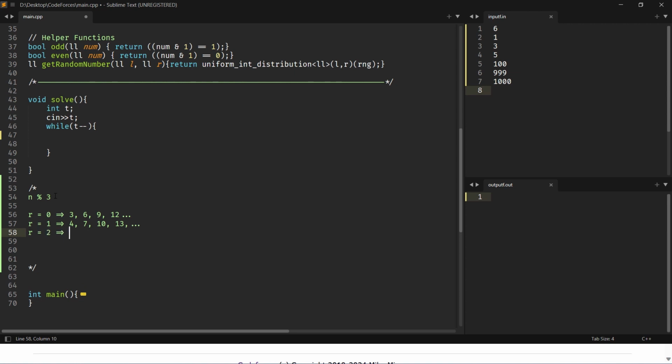Why am I writing these remainders, by the way? Because the game revolves around whether after Vanya's move the number becomes divisible by 3 or not. It depends on what remainder n currently gives. Remainder 2: 2, 5, 11, 14. So 14 gives remainder 2, and so on. These are the possibilities of n initially. So the r equals 0 case.